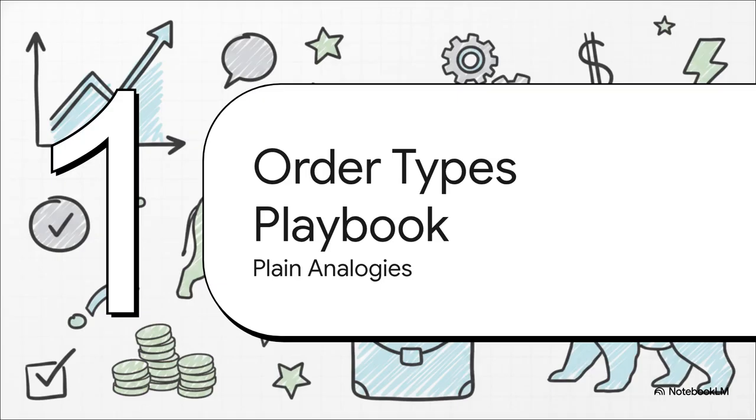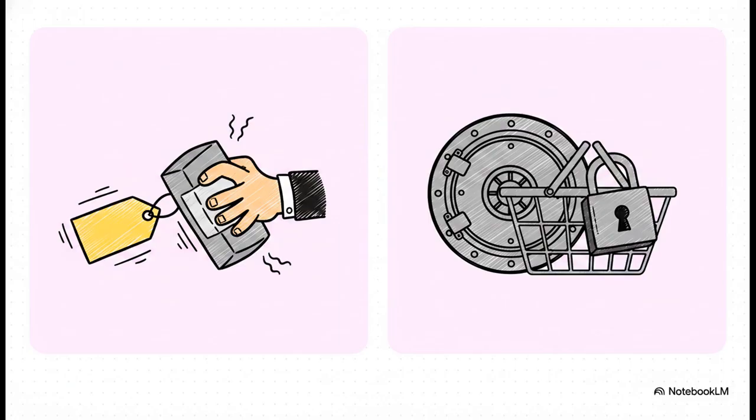All right, homestretch. Section 5, the Order Types Playbook, using plain analogies. Let's close out this explainer by stripping away the dry, technical jargon from complex order types and replacing them with plain English analogies. Rote memorization fails under exam pressure. Foundational logic survives. Let's compare a market order to a limit order.